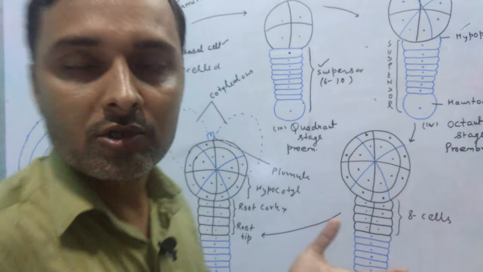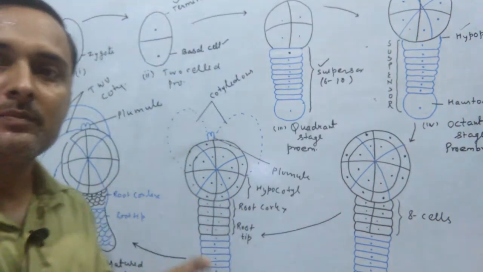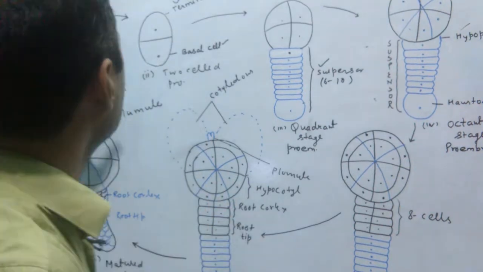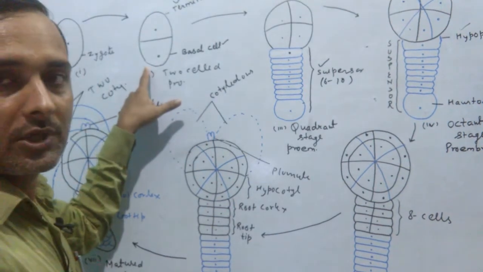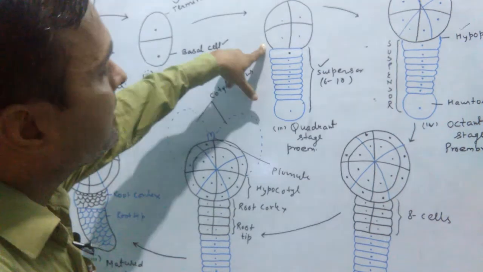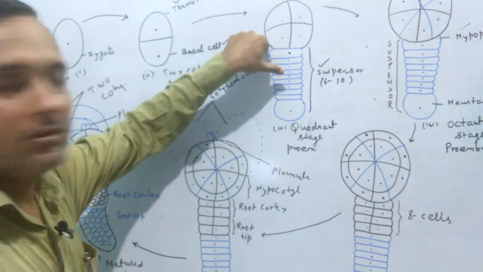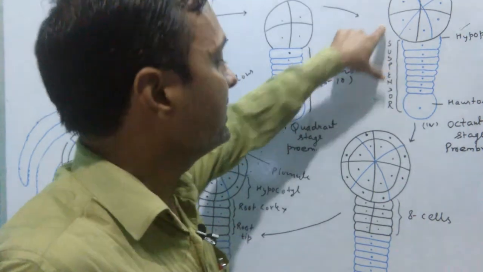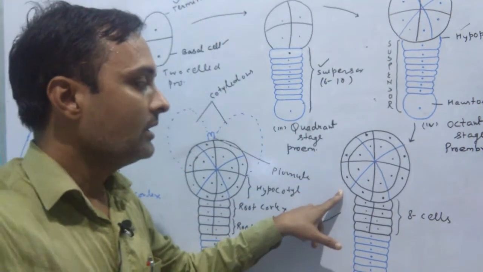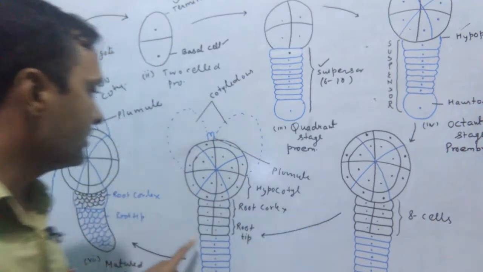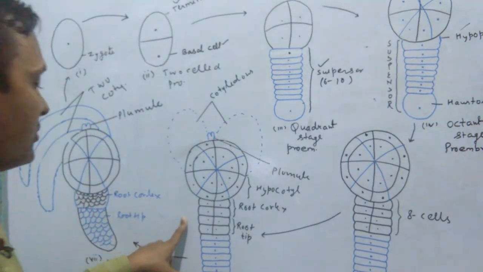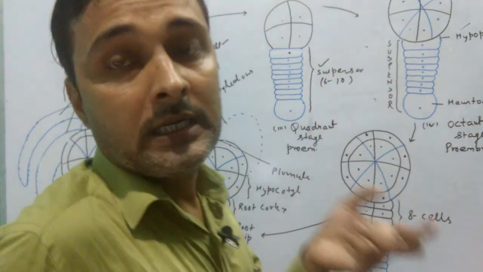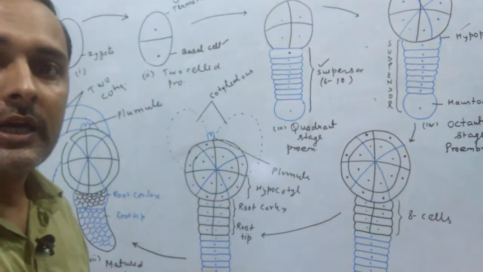In monocots, most of the stages are similar, but only in some places it is different. Once again, how will you arrange? First zygote, then 2 cell proembryo, then quadrant stage, also known as 4 cell proembryo, then 8 cell proembryo, also known as octant stage, then 16 cell proembryo, then heart-shaped proembryo, and finally mature embryo.